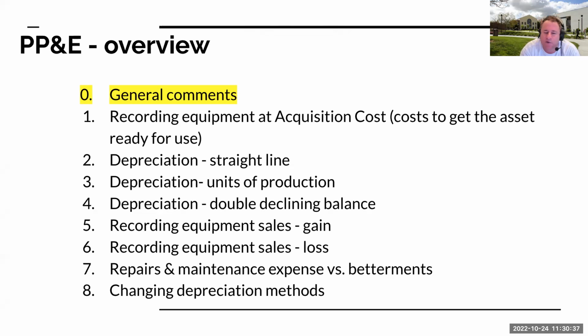We're then going to get into the fact that we've depreciated, and now we're going to sell it. What happens there? When we sell equipment, if we have a gain or a loss, how does that work? We're then going to talk about repairs and maintenance expense versus betterments. Does it make it bigger? It's not really bigger, but does it make it better and more efficient, improving the asset, versus just regular maintenance? And lastly, we're going to talk about changing depreciation methods.